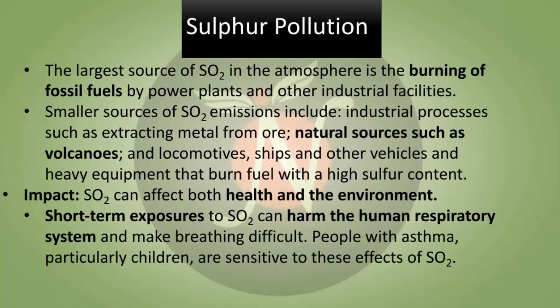The largest source of sulfur dioxide in the atmosphere is the burning of fossil fuel by the power plants and other industrial facilities. Smaller sources of sulfur dioxide emissions include industrial processes such as extracting metals from ores, natural sources such as volcanoes, locomotives, ships and other vehicles, and heavy equipment that burn fuel with a high sulfur content. It is also released from the factories.